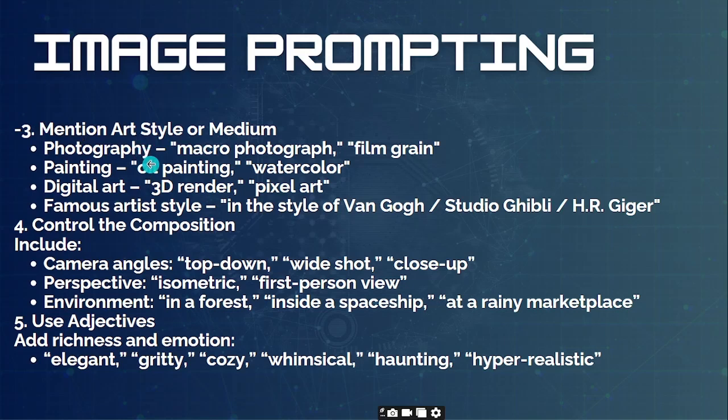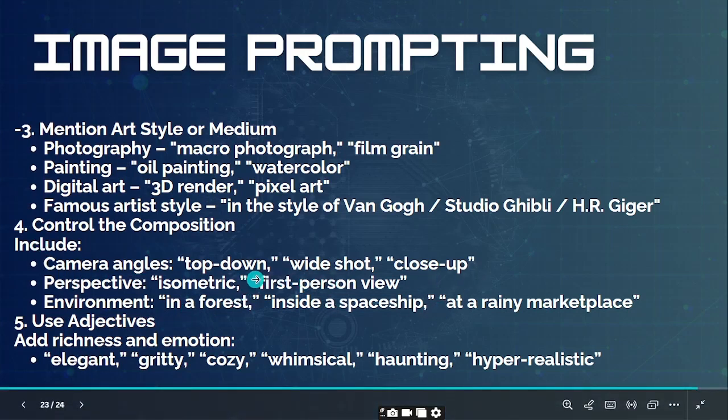So these are the actual styles, which is very important when you're creating images. If you need an AI image, you should say, I need an AI image of a glass of water filled with this color, and all of the things that you need. The fourth point is to control the composition: include camera angles, top down, wide shot, close up.